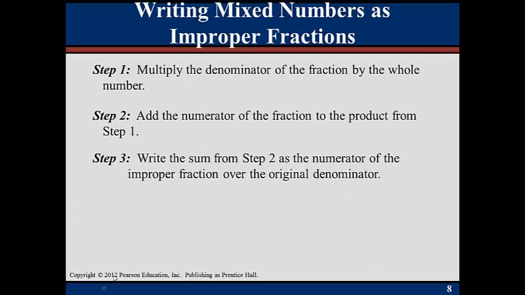Okay, so now let's talk about how do we write a mixed number as an improper fraction. So step 1, multiply the denominator of the fraction by the whole number.